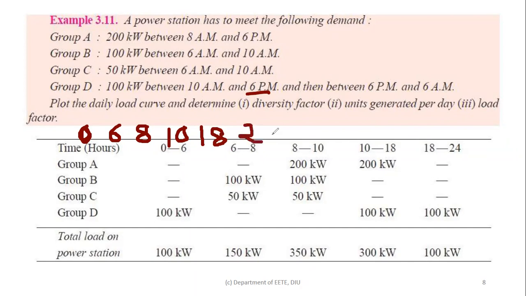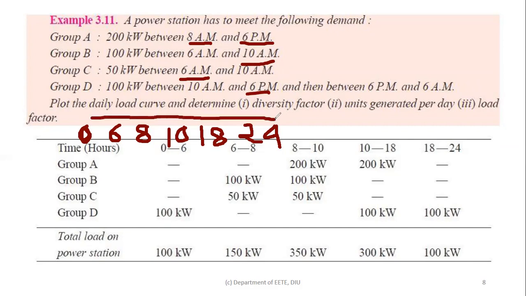So how did I get this information? I just started from 0 and tried to find out which times have been mentioned in the question. You see that 8 a.m. has been mentioned, 6 p.m. has been mentioned, 10 a.m. has been mentioned, and 6 a.m. has been mentioned. So these four are mentioned, and we start at 0 and end at 24. So this total gives me the values.